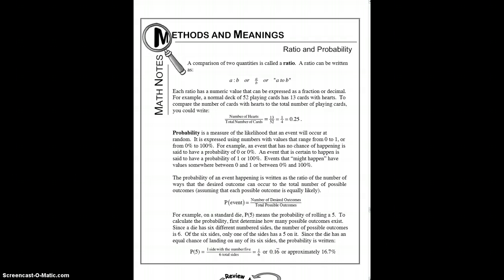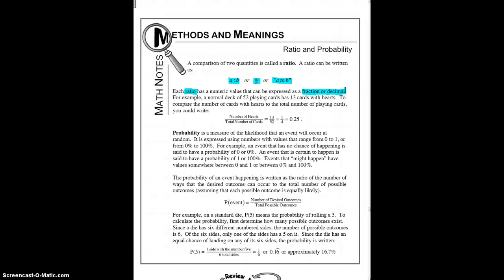So recall that a ratio is a comparison of two quantities. You can write your ratio with the colon, as a fraction, or we say the phrase A to B, or cloudy to no cloudy days, as we were talking about in class. So each ratio has a numeric or number value. You can express it as a fraction or as a decimal.